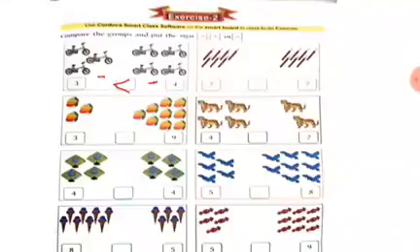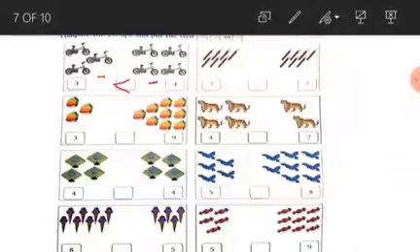Now look here. In another picture, pencils are given. First we will count the pencils. On both sides, 1, 2, 3, 4, 5, 6, 7. 7 pencils are given here. Both sides have the same number of pencils. So we will put the sign equal to like this.